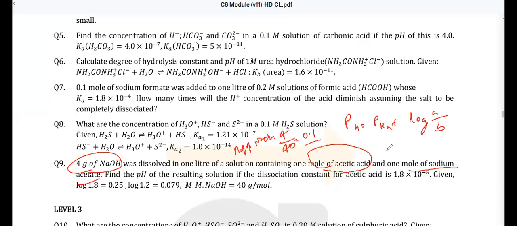Now think about this. If base is added, which will be consumed? Salt will be consumed or acid will be consumed? Tell me. Reply, everyone, please reply. Am I teaching myself?